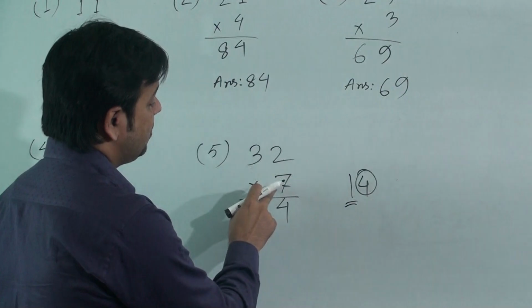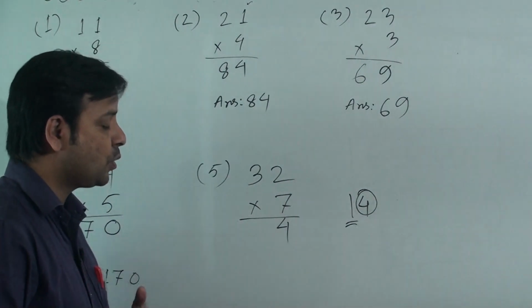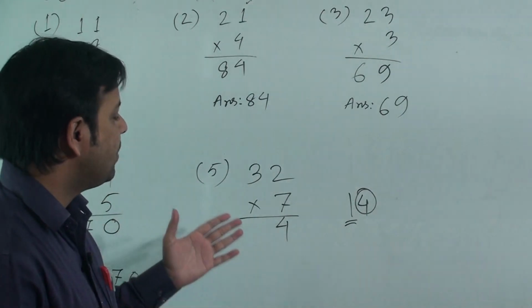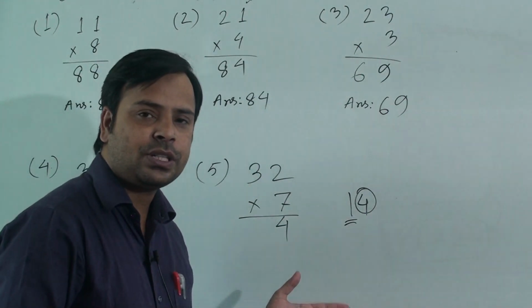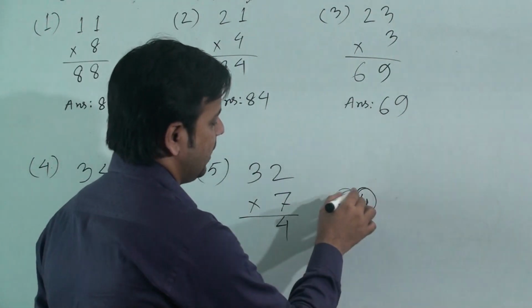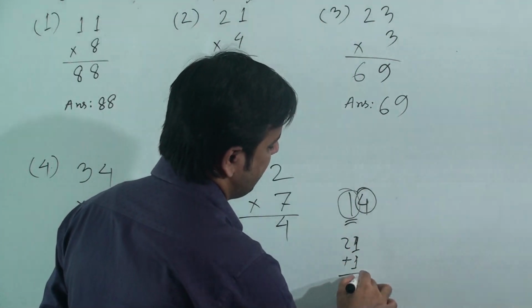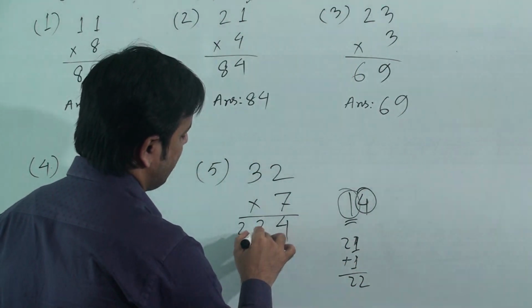Now 7 threes are 21. So the times table of 7 up to 3. 7 zeros are 0, 7 ones are 7, 7 twos are 14, 7 threes are 21 and carrying 1. That is 21 plus 1. It means 22. So we have to write here 22.